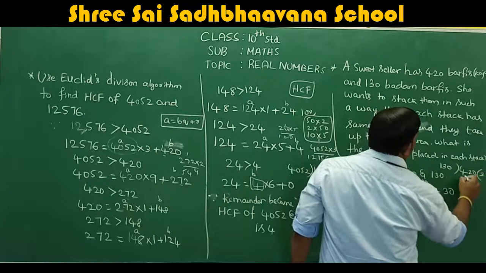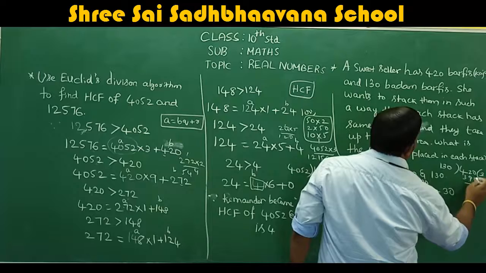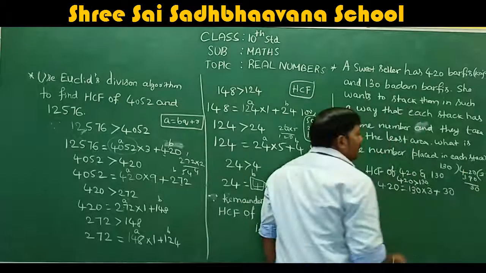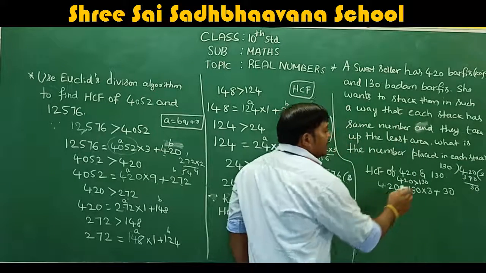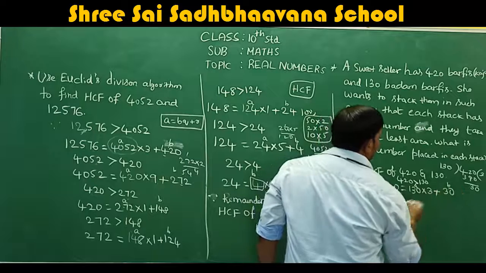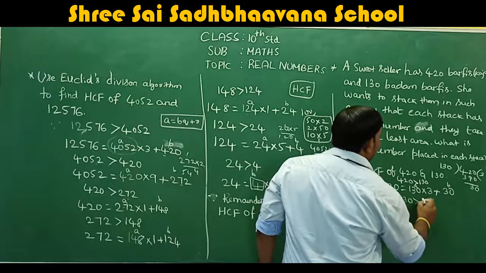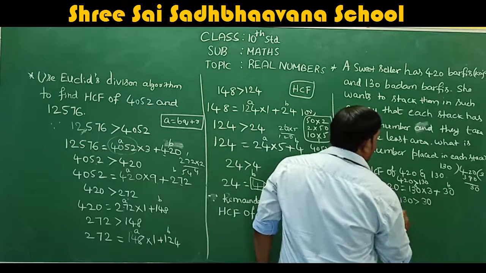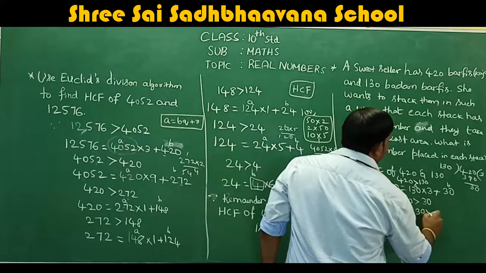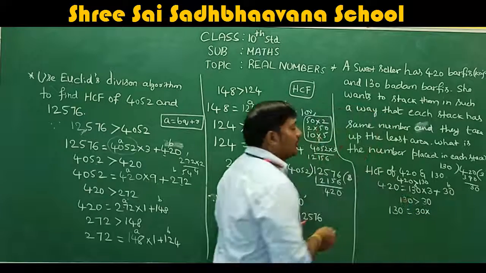130, it is 3 times 390, which will be 30 is the remainder. So again, what we have to take, we should take this as A and this as B. So 130 is greater than 30. So 130 can be written as 30 into, how many times 130 will go?